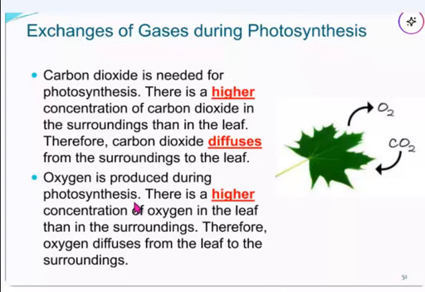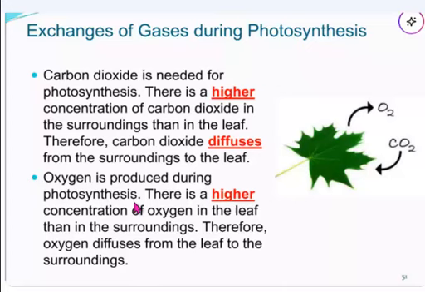Carbon dioxide is needed for photosynthesis. There is a higher concentration of carbon dioxide in the surrounding than in the leaves. Therefore, carbon dioxide diffuses from the surrounding to the what? Leaf. That is diffusion from a region of higher concentration to a region of what? Lower concentration. Then oxygen is produced during photosynthesis.